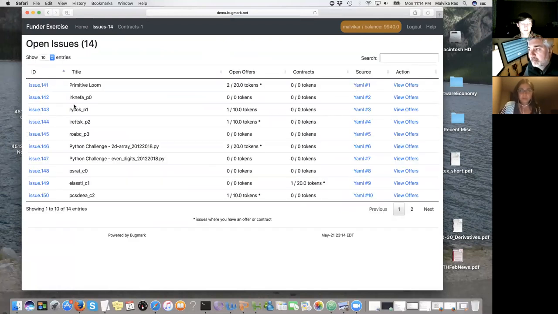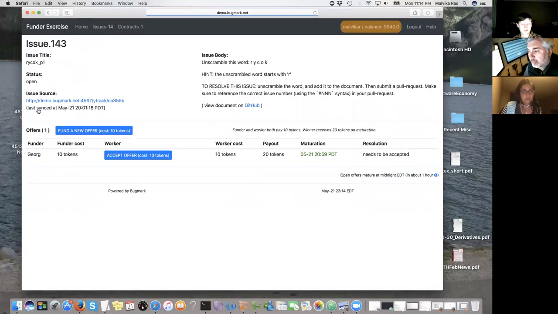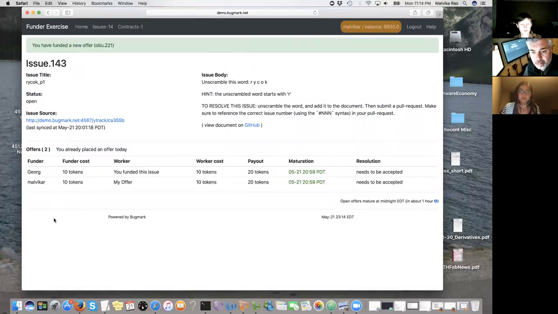So let me do one more thing. I'm gonna look at this other issue. This has also been funded by Georg, and instead of accepting the offer, I'm going to create another contract, so the multiple contracts case, and also fund this offer. So now this issue 143 has Georg as a funder. It also has me as a funder, and I cannot accept this offer as a worker because I've funded it.